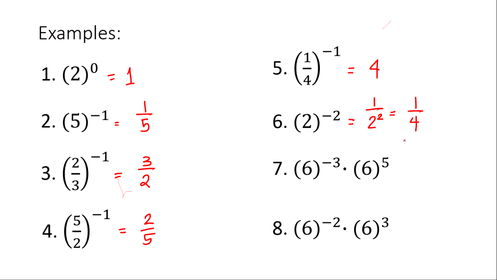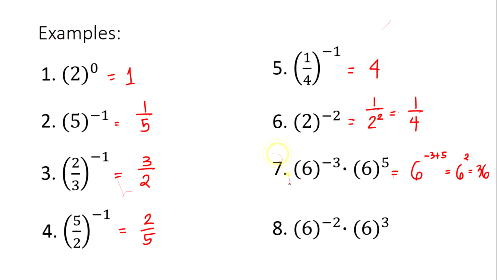Next, dito, pwede nating isolve siya as copying the same base, which is 6, and then we are just going to add the exponents, negative 3 plus 5, yung unang law of exponent na pinag-aralan natin before. If we are multiplying terms having the same base, i-add lang natin yung exponent. So in this case, ang mangyayari is 6 squared, or the final answer is 36.